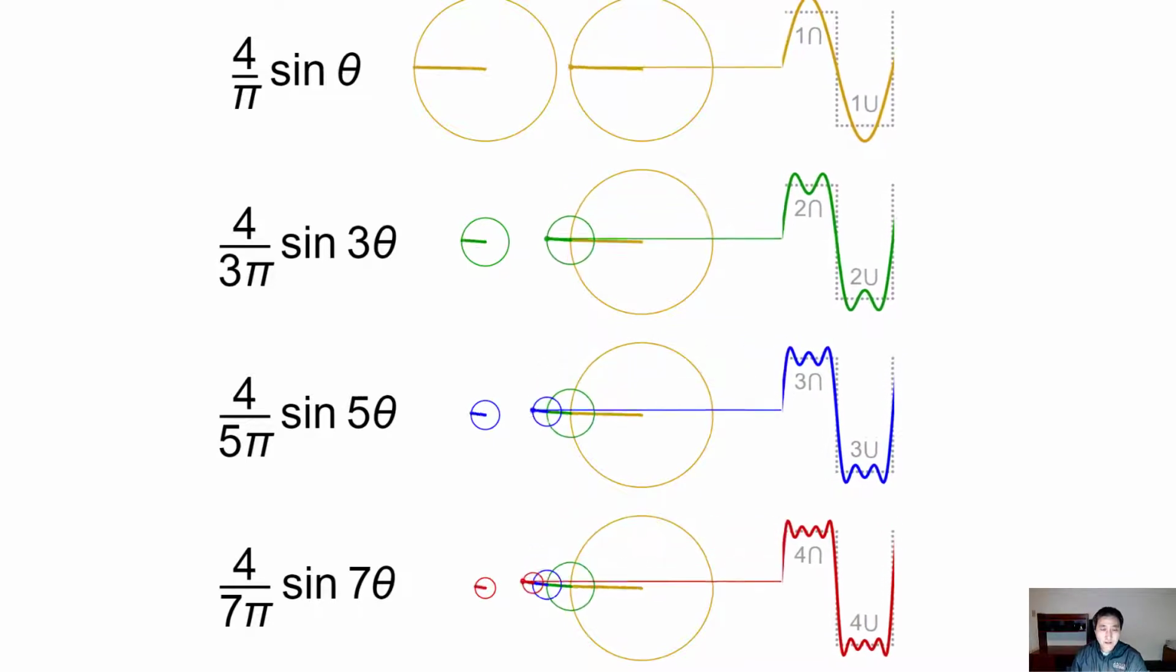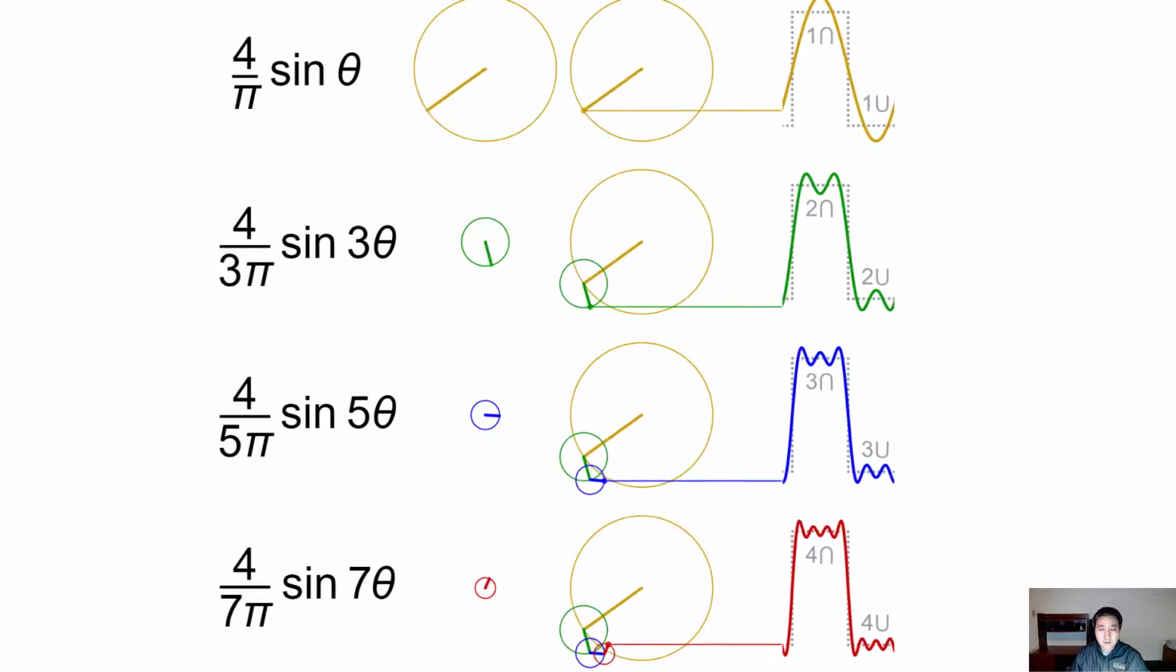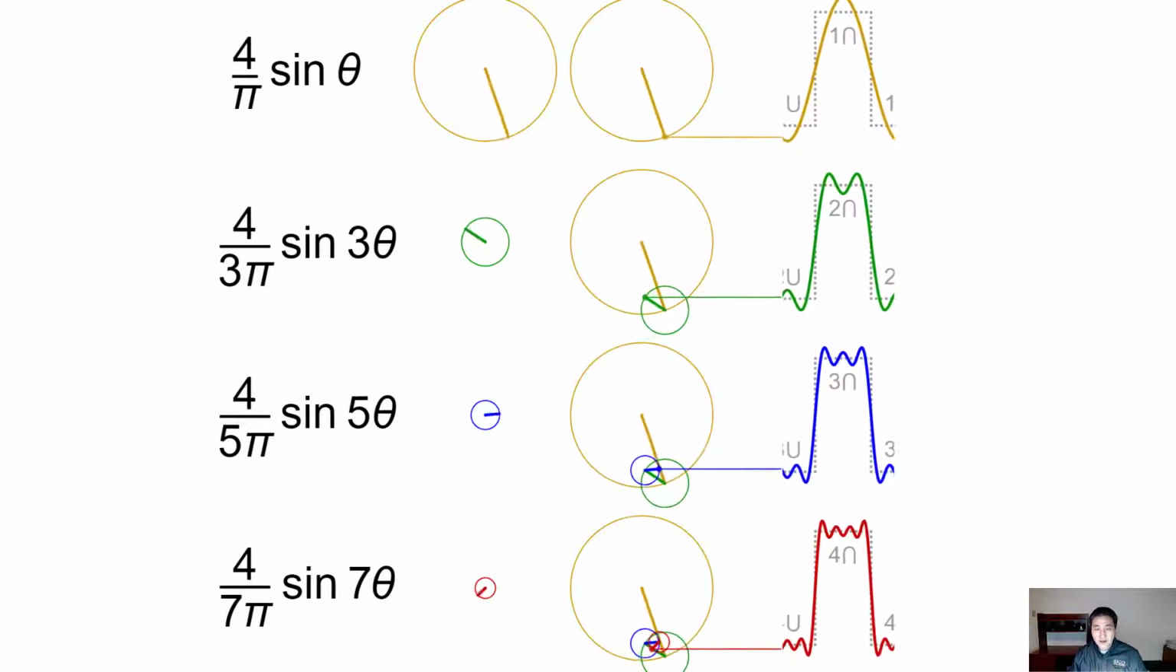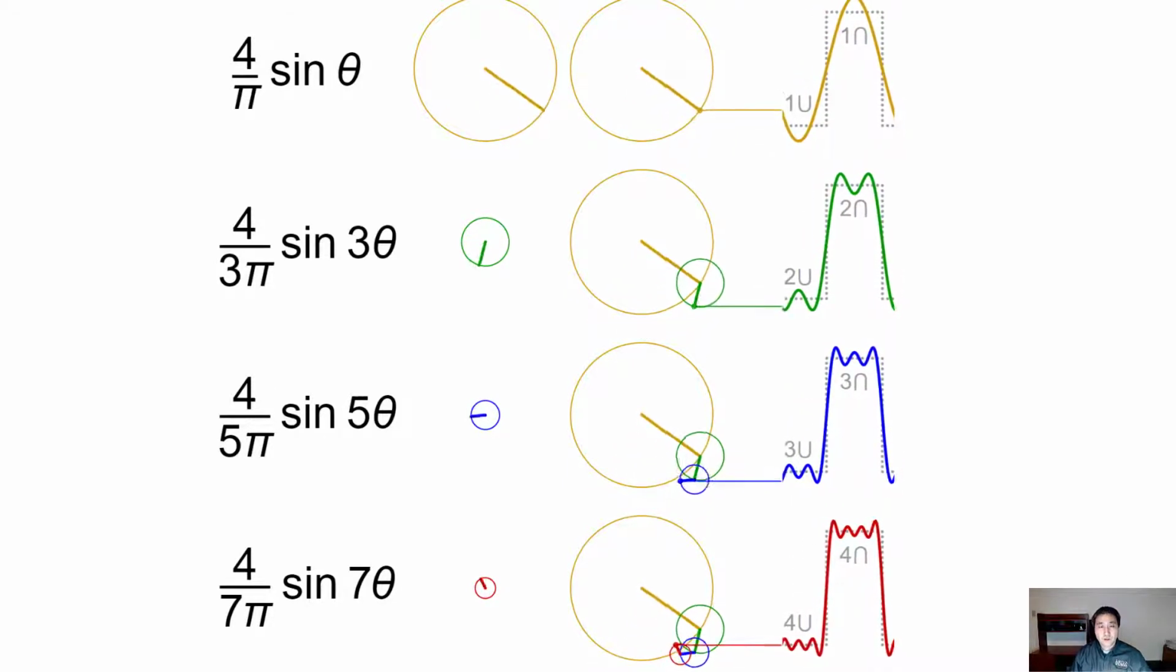So we can imagine if I add more and more of those harmonics, eventually this approximation will be ideal, that is aligned very well with the original square wave.